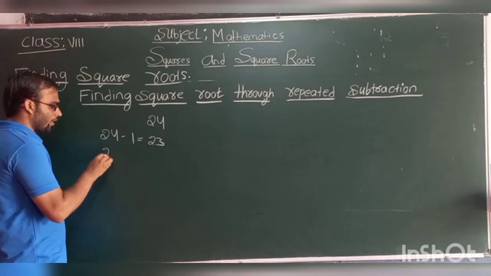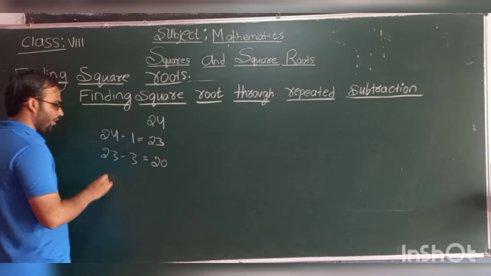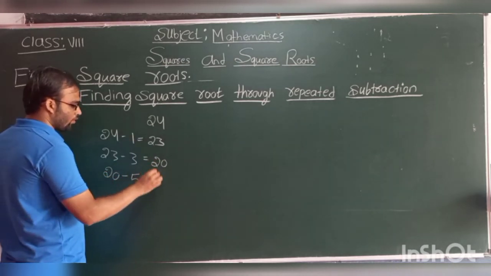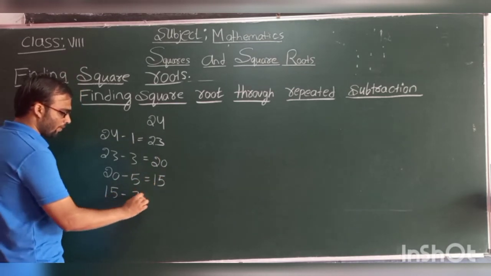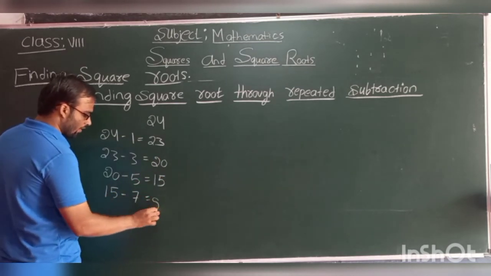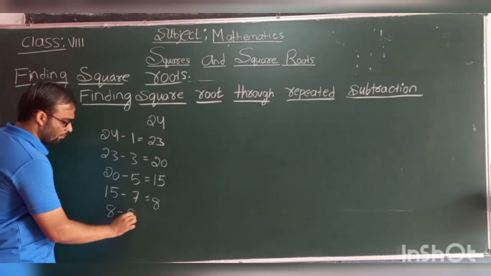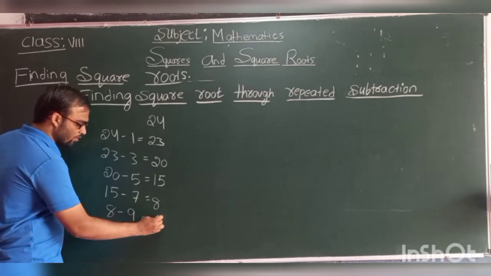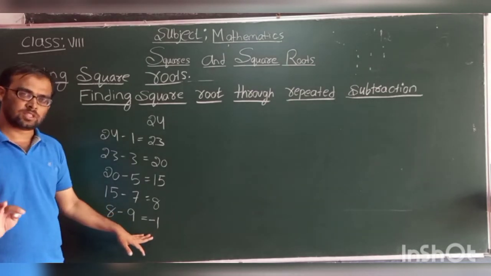23. Okay, next, 23 minus 3 is what? 20. 20 minus 5 is what? 15. And 15 minus 7 is what? 8. And 8 minus 9 is what? 8 minus 9 is what, students? Minus 1, no? So look at here, we are not getting 0.